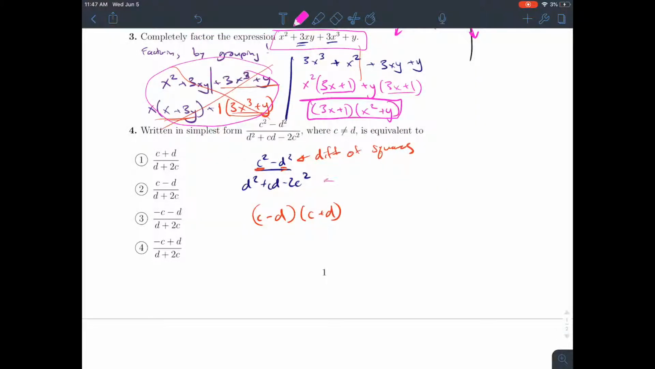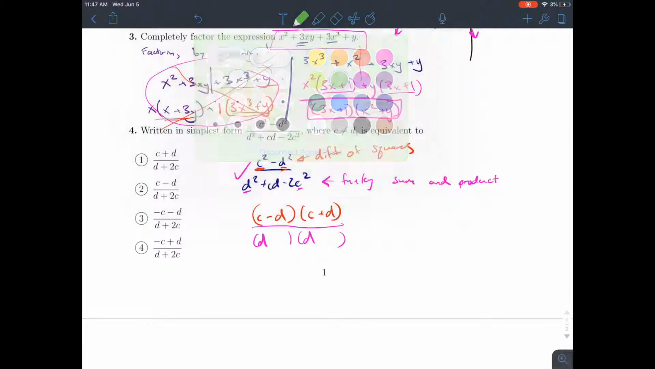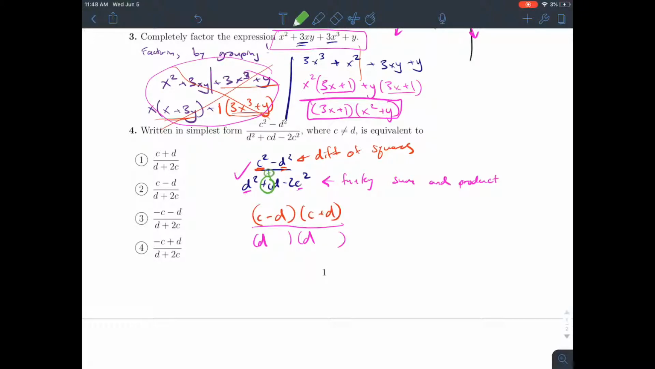Now on the bottom here, you might be like, well, this is another funky factoring problem. Instead of having one variable like we usually do, we've got 2 variables. So this is like, I'll call it funky sum and product. And let's see how sum and product works with this. So we'll set up our sum and product puzzle. d times d gives us the d squared. But now we're trying to look for 2 numbers that, well, it's weird, they're not really numbers. We're trying to look for 2 numbers that add to c and multiply to negative 2c squared.